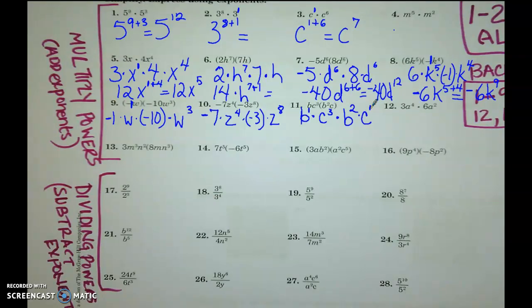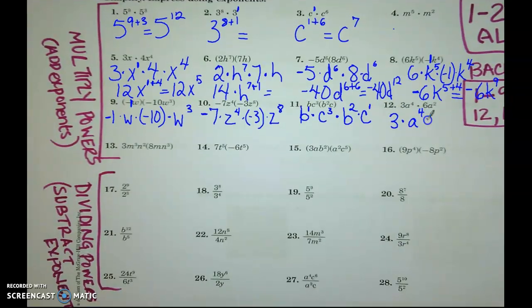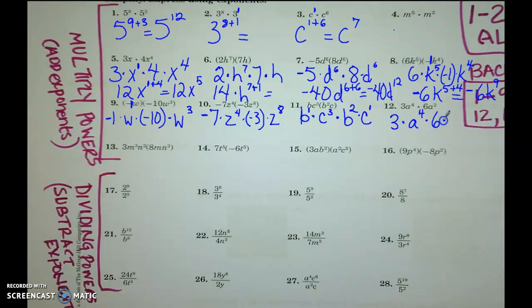Number 12, breaking it apart. 3 times a to the 4th times 6 times a to the 2nd. Okay, and then I want you to go ahead and finish looking at 13, 14, all the way through 16. Those are really a review from last night's homework too.